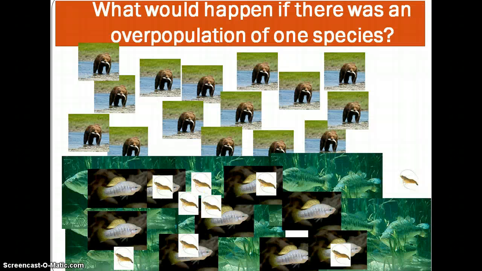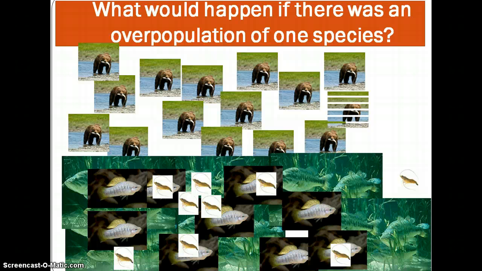So what do you think happens if there's an overpopulation of one species? For example, if there are too many bears, the fish population would decrease, and the smaller fish population would increase, which would decrease the amount of shrimp available for them to eat. The entire ecosystem would dwindle.